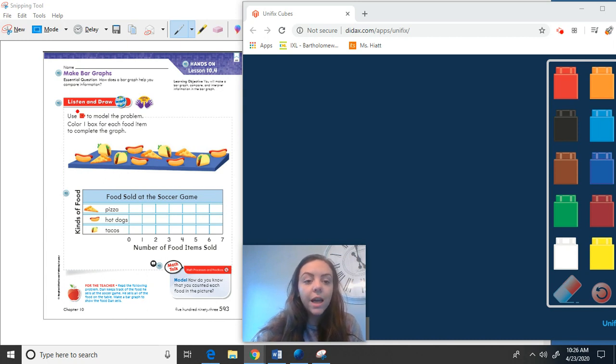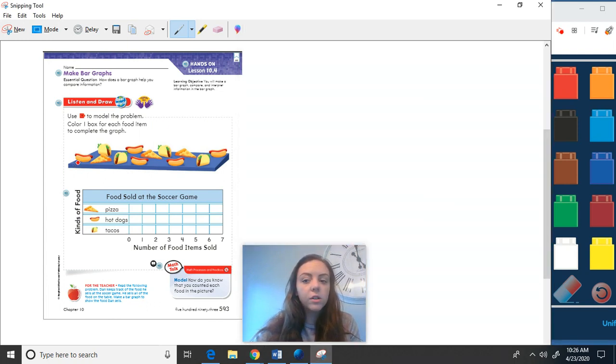But we're going to start with using counters to model the problem. So for hot dogs, we're going to use red counters. And we're going to use the red counters to go ahead and build our graph over here, and then we'll color the graph in a minute. So we just want to have them more organized so it is easier for us. Okay, so we're going to count the hot dogs, and as I count the hot dogs, we're going to mark them off. That way we know we've already counted it.